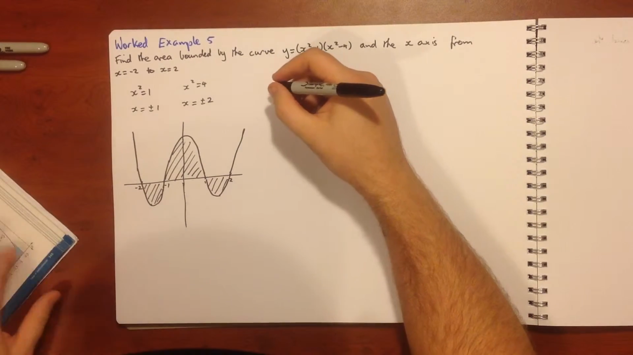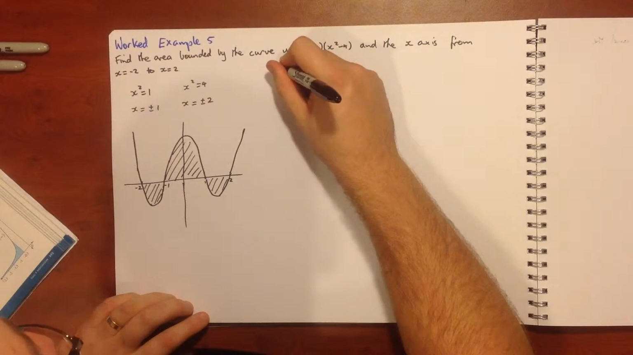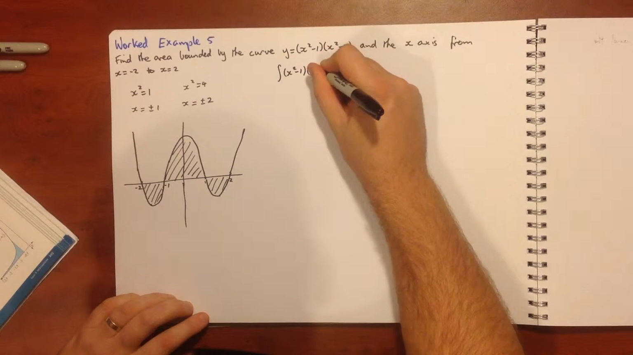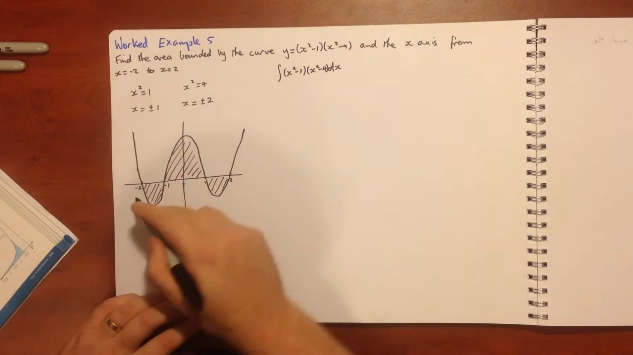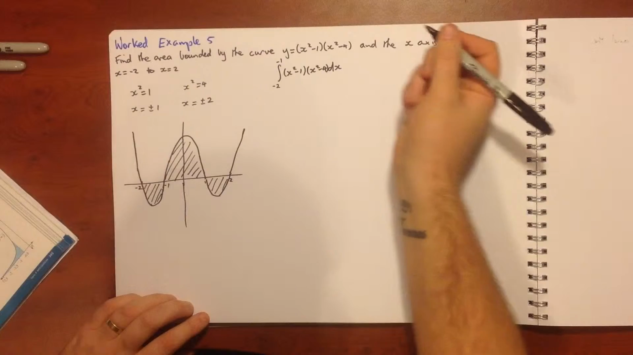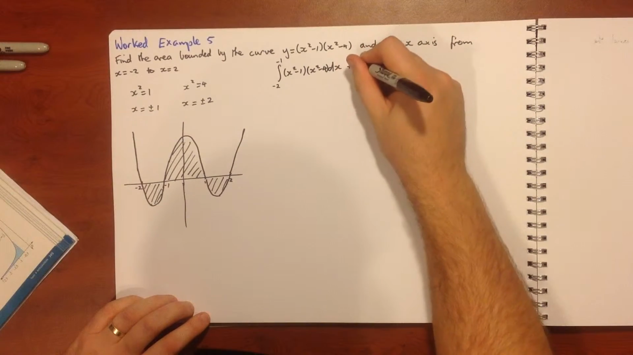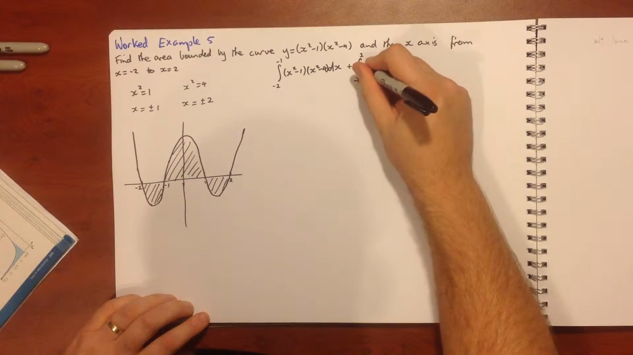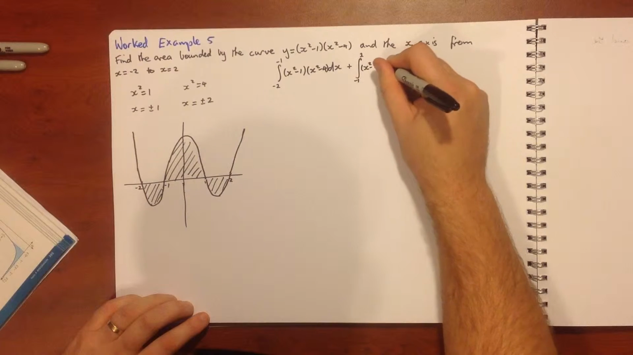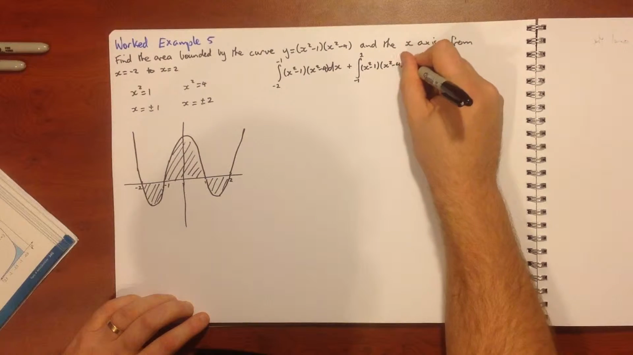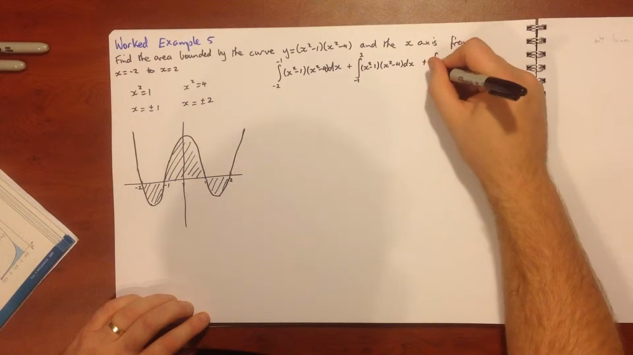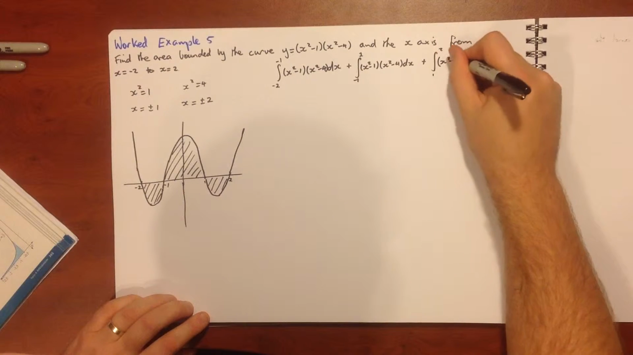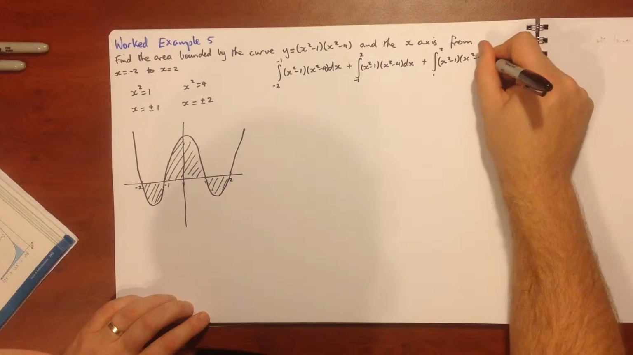So we're going to have to integrate x squared minus 1 times x squared minus 4 dx. We're going to have to go from -2 to -1. We're also going to have to do from -1 to +1 of our x squared take 1, x squared take 4 dx. We're also going to have to do our integral from 1 to 2 of x squared take 1, x squared take 4 dx.